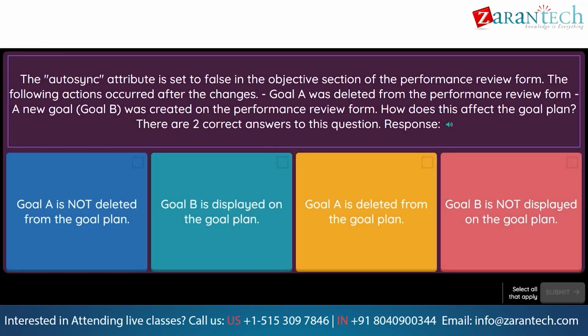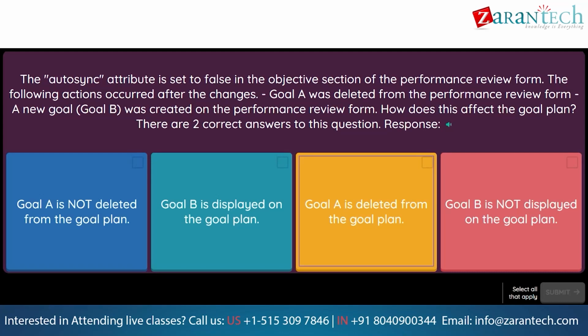Question: The auto-sync attribute is set to false in the objective section of the performance review form. The following actions occurred after the changes. Goal A was deleted from the performance review form. A new goal, Goal B, was created on the performance review form. How does this affect the goal plan? There are two correct answers to this question. Response: Option 1, Goal A is not deleted from the goal plan. Option 2, Goal B is displayed on the goal plan. Option 3, Goal A is deleted from the goal plan. Option 4, Goal B is not displayed on the goal plan.